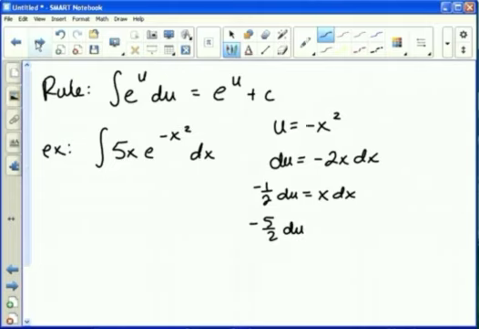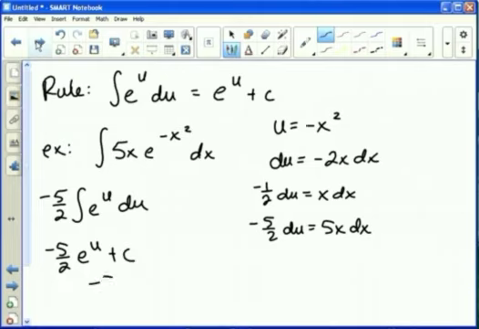Now if you're slick enough to figure out that you need to just multiply by negative 5 halves in the first place, that's awesome. Go for it. But it's always okay to just do it in 2 steps and make it clear for yourself if you need to. So this gives us negative 5 halves times the integral of e to the u du. And that rule is simple. It's just e to the u plus c. So we get negative 5 halves e to the negative x squared plus c.